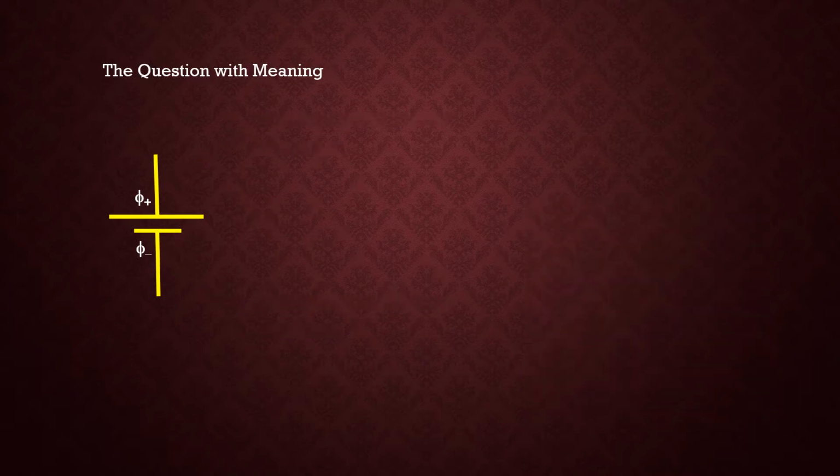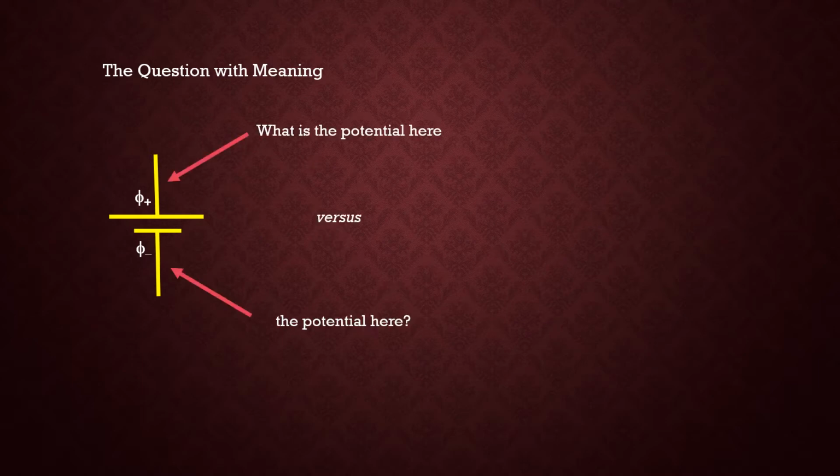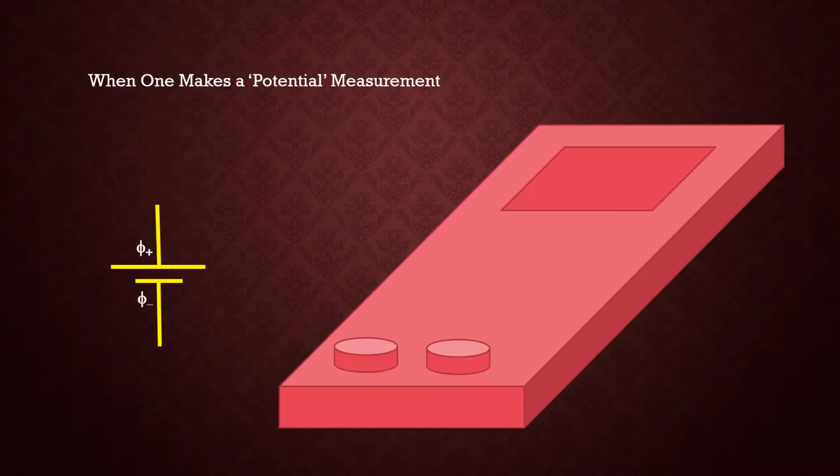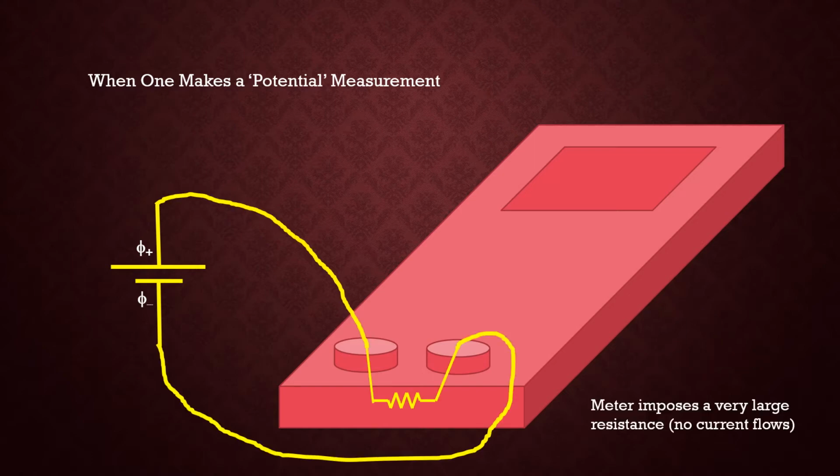The only meaningful question is the difference between the two. So what is the potential here versus the potential at the other pole? And that difference in potential is what we call the voltage. Cat's now happy. The potential of a given device can be measured using a snazzy meter.